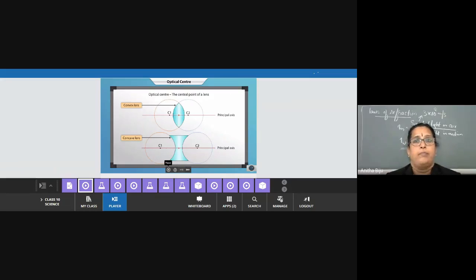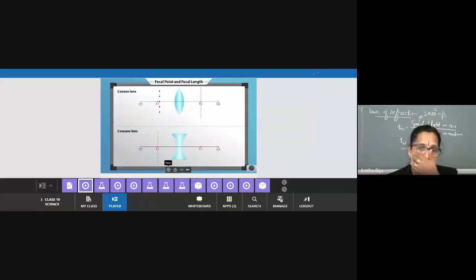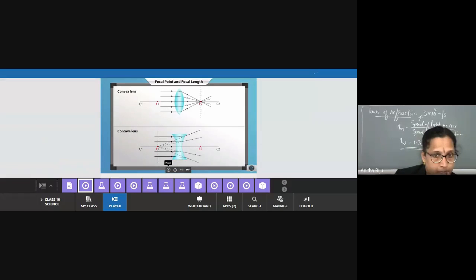The point within the lens on the principal axis, through which any ray entering the lens passes without deviation, is called the optical center. Because light can pass through either side of a lens, there are two focal points or principal foci located at equal distances from the optical center. In the book, instead of C1 and C2, it is mentioned as 2F1 and 2F2. This is also correct, and that one is also correct.